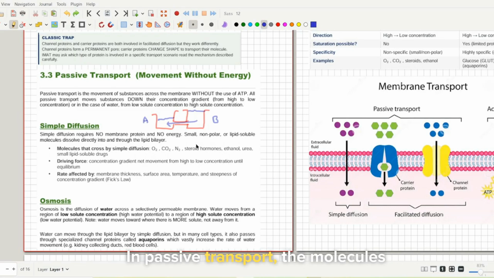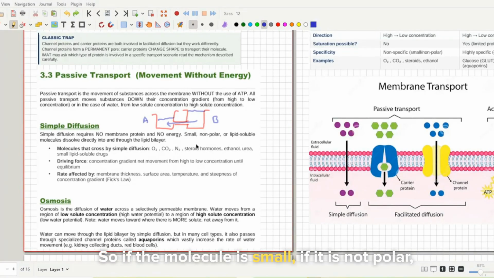In passive transport, the molecules automatically move from high concentration to low concentration. The first example of passive transport is simple diffusion. Simple diffusion requires no membrane proteins and requires no energy, they can move. Simple diffusion is for really small, non-polar and lipid soluble molecules.